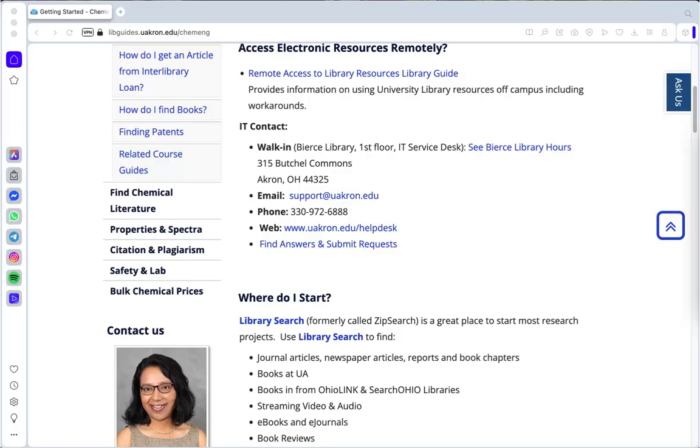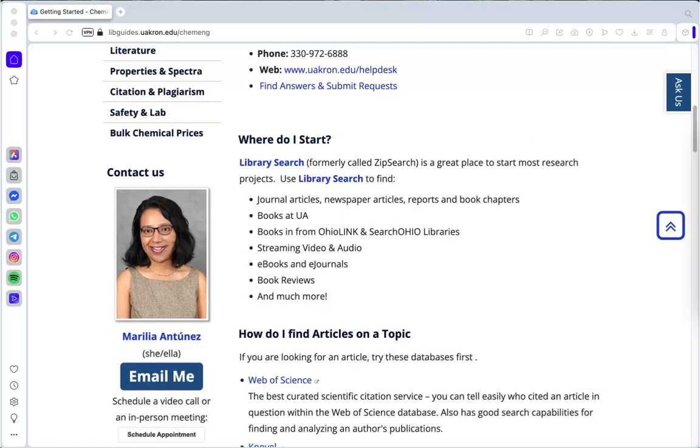A common question we received is how to access electronic resources remotely. In order to access electronic resources, you will need to log in through the library website. For example, you just need to log in with your university account to Library Search. This is the single search box on the library homepage, or through a specific library database.